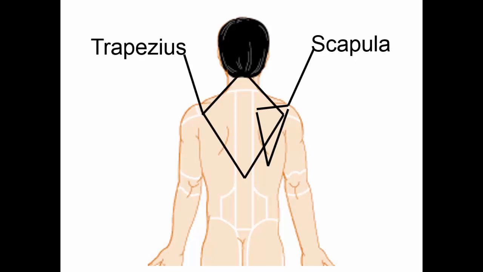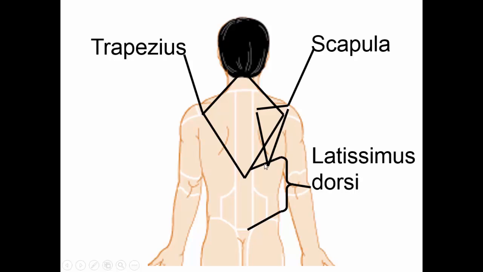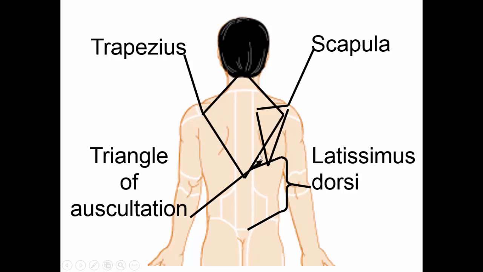Here you see the scapula again. Here is the trapezius muscle, that kite-shaped muscle on your back. And the latissimus dorsi is your big back muscle that wraps around you right here. What's important is right here in this area, the edge of the trapezius, the edge of the latissimus, and the edge of the scapula, you have an area called the triangle of auscultation.